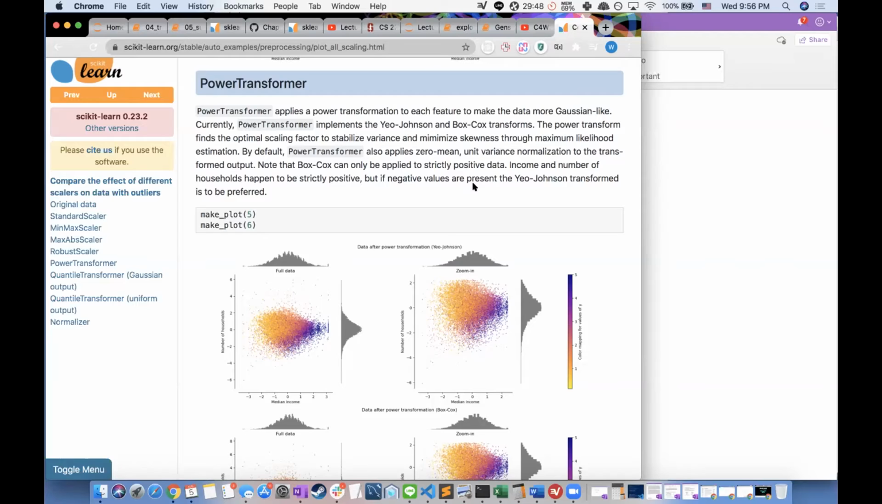Cool. So which are the factors that dictate which transformer we use here? Which are the factors that dictate that?